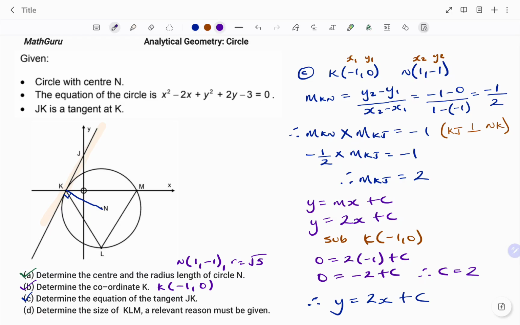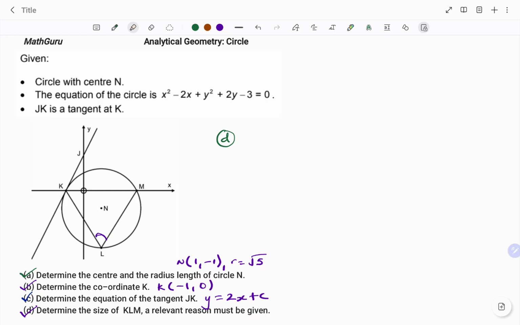And the last but not the least part of the question says, determine the size of KLM. I'm going to look for that in the diagram. KLM, that's the angle shown. A relevant reason must be given. Using the tan-chord theorem, I have the tangent drawn, and I have this triangle embedded in the circle where all the corners of the triangle touch the circumference of the circle. So note that the angle of inclination of JK as shown will be equal to KLM. That's the tan-chord theorem.